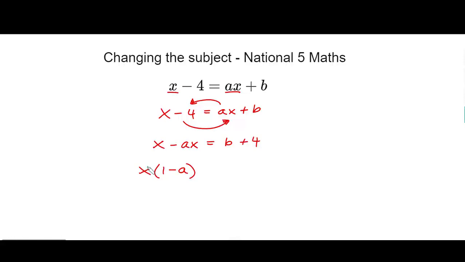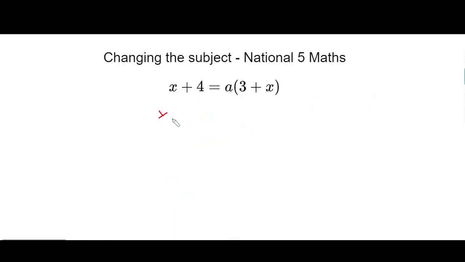If you're unsure about it, just multiply it back out, because x times 1 is x, and x times minus a is minus ax. So then I just divide by 1 minus a, cancels, and then I've got b plus 4, and I've got to divide that by 1 minus a. So I can then say x is equal to b plus 4 divided by 1 minus a.